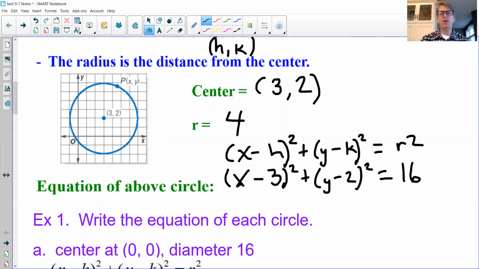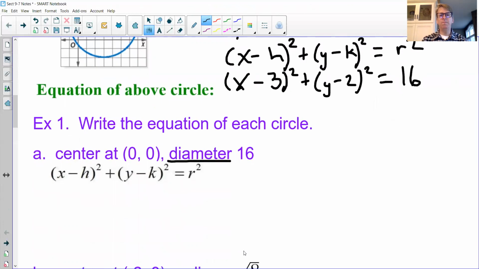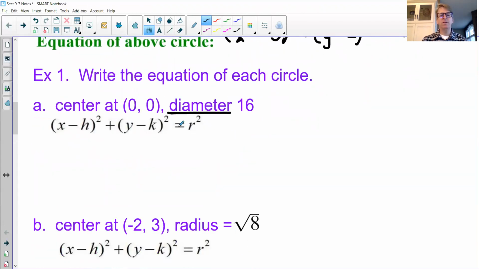Example 1, write the equation of each circle. Center at 0, 0. Diameter is 16. Okay, so we have the standard form of the equation already here. So if the center is h, comma, k, h in this case is 0 and the diameter is 16. So if the diameter is 16, that tells you that the radius is equal to 8.